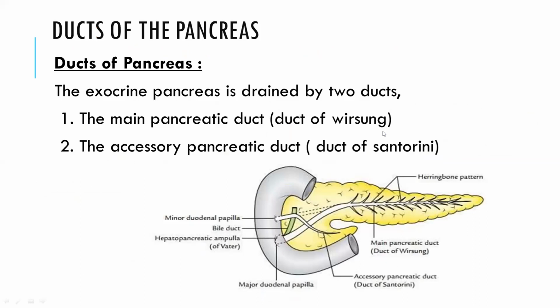And then the ducts of pancreas. The exocrine pancreas is drained by two ducts. One is the main pancreatic duct, called the duct of Wirsung, which has a herringbone pattern. The other is the accessory pancreatic duct, nothing but the duct of Santorini. So this is the main pancreatic duct, and this is the accessory pancreatic duct, the duct of Santorini.